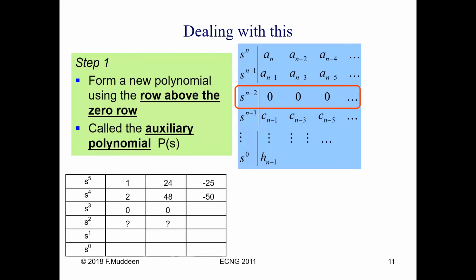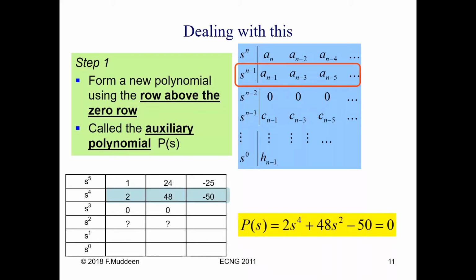So for our example table here, because the s cubed row is going to be zeros all throughout, we then say accordingly that we're going to be taking the coefficients here for the s4 row. Now note that when we extract these coefficients, they don't go in s4, s cubed, s squared, and so forth. This is s to the power 4, s squared, and s naught, because they are even power coefficients.